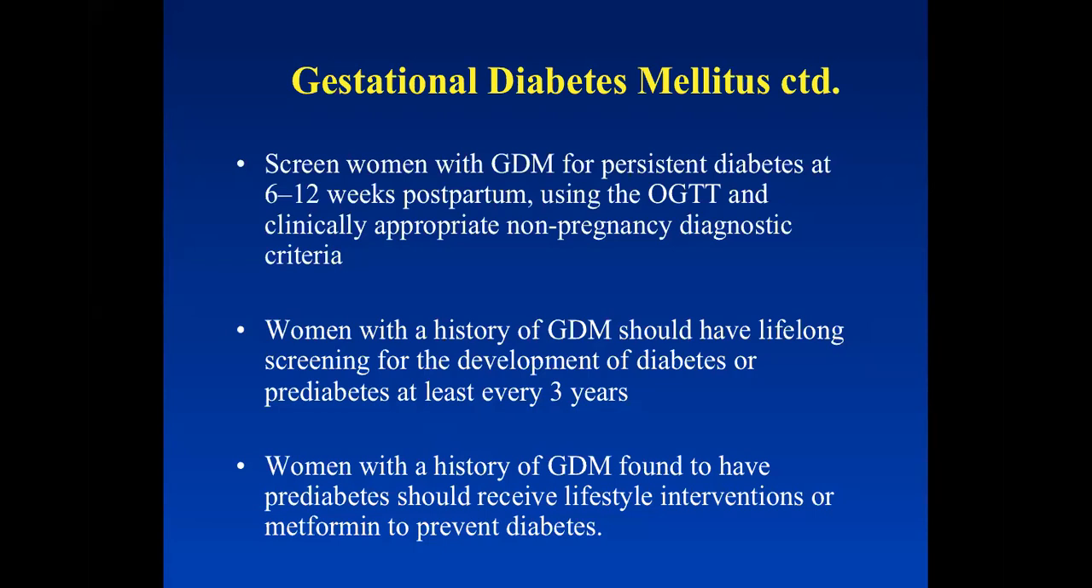As I said, women who had a history of gestational diabetes should have lifelong screening at regular intervals, say every 3 years, because they are at higher risk of developing diabetes or pre-diabetes later in life. They should be advised or given lifestyle interventional therapy, or sometimes metformin, to prevent development of diabetes. So you have to advise them to change their lifestyle to delay developing diabetes as much as possible.